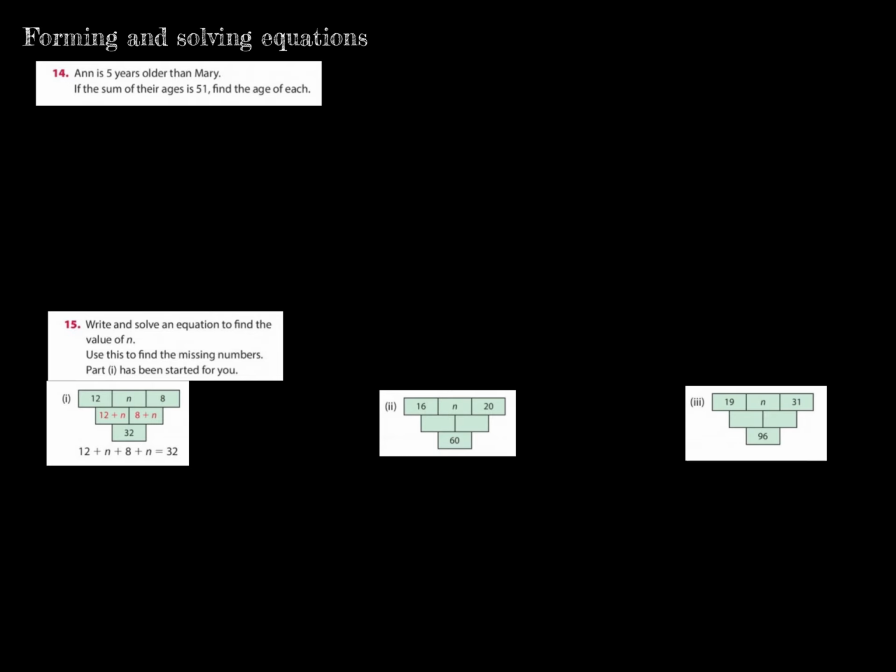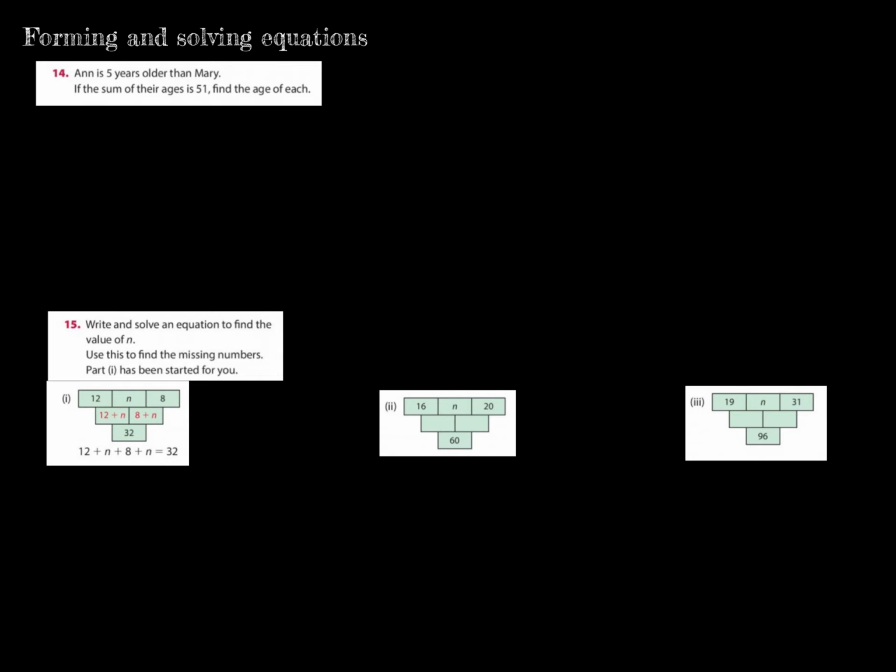Okay, so first we're going to look at forming and solving equations, and we're going to look at questions 14 and 15 today. Anne is 5 years older than Mary. If the sum of their ages is 51, find the age of each. So you need to go back and look at what's happening there. We'll start off by saying Anne is 5 years older than Mary.